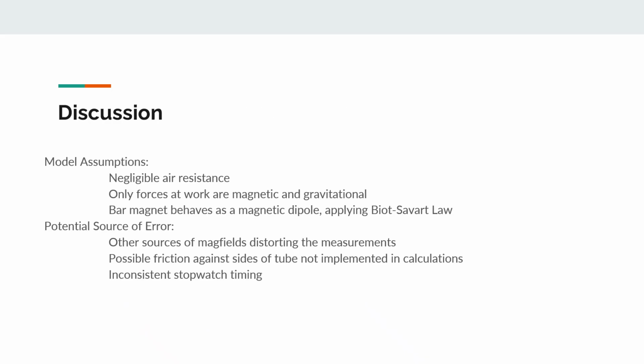Some model assumptions made were negligible air resistance, the only forces at work being magnetic and gravitational, and the bar magnet behaving as a magnetic dipole, applying the Biot-Savart law. Some potential sources of error include other sources of magnetic fields distorting the measurements, possible friction against the sides of the tube not implemented in calculations, and inconsistent stopwatch timing.